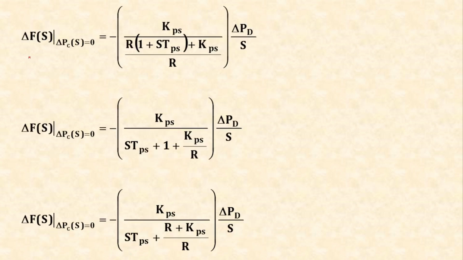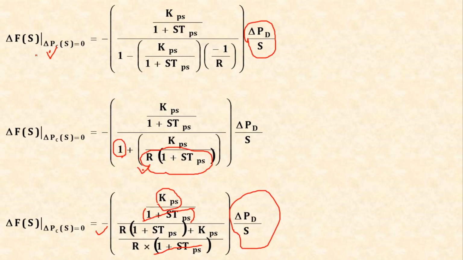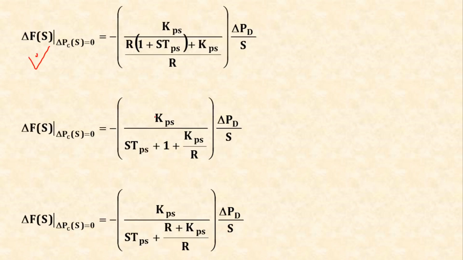So this is the next step that we have simplified. We have cancelled out the denominator of numerator and denominator of denominator. So this is the remaining term. Now we will put the denominator with individual terms. That means we will put R into 1 plus S Tps upon R plus Kps upon R. So this R will get cancelled out. So the remaining term will be 1 plus S into Tps, so S into Tps plus 1 plus Kps upon R.